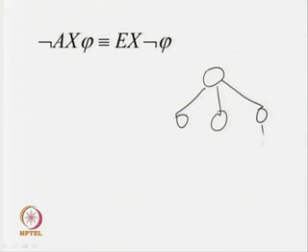Say, if I am having a model something like that. So, in this particular state, in all paths next state phi is true, and indeed this is not true in this particular state S0. Then I can say that phi is true in these two states, but phi is not true over here. So, in all paths in next state phi is not true, and this is equivalent to saying that there exists a path in next state not of phi is true.